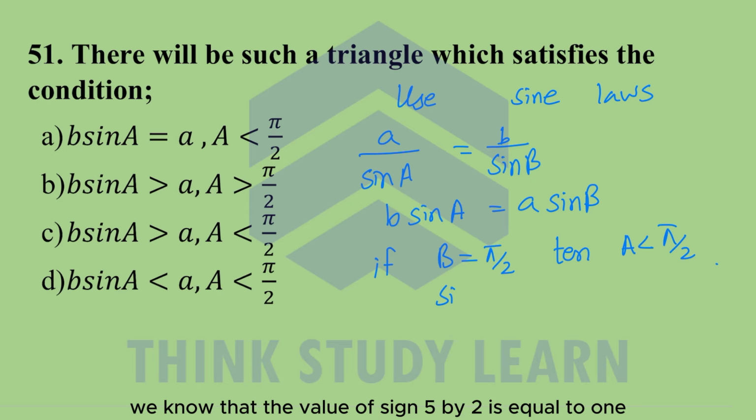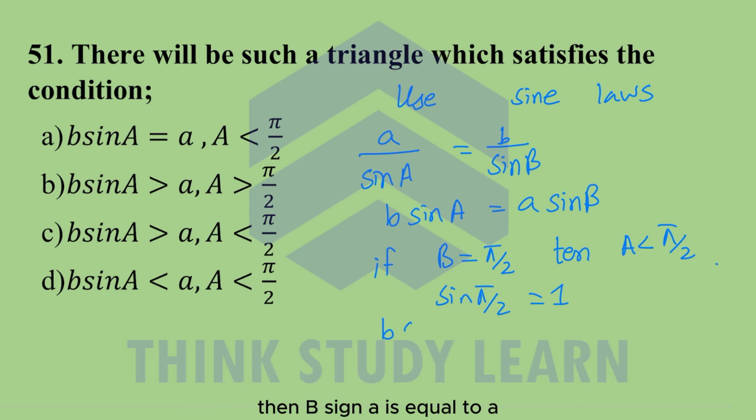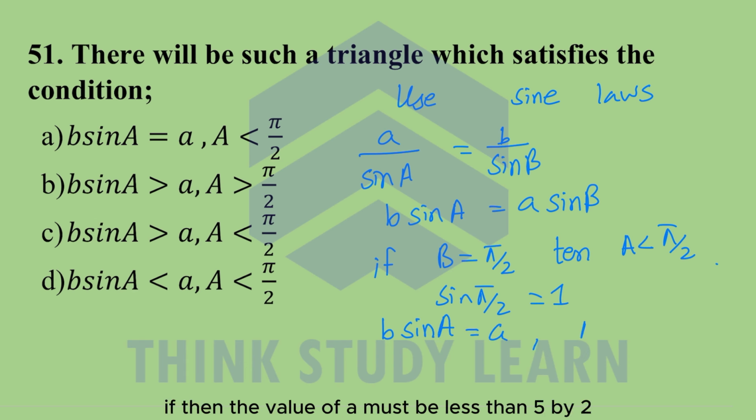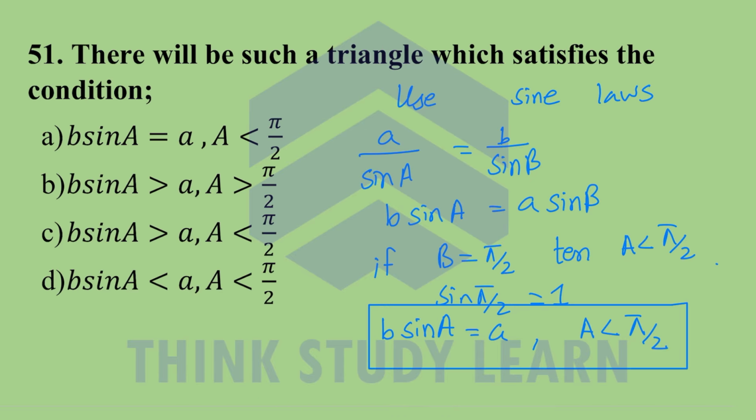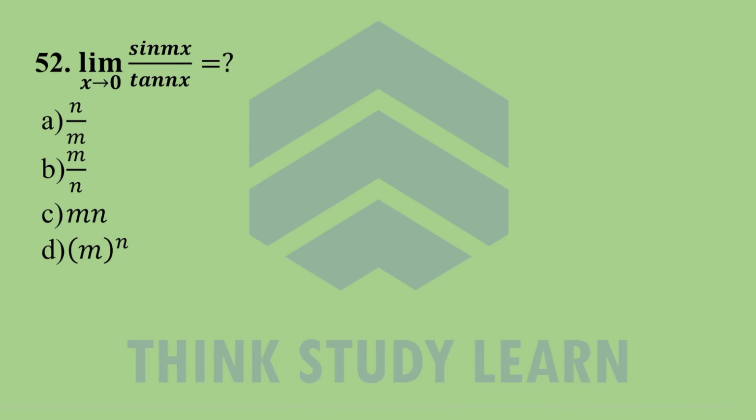We know that the value of sine pi by 2 is equal to 1. Then b sine A is equal to a. If so, the value of A must be less than pi by 2. So this is the condition for the given triangle from the following options. A option is the right answer.